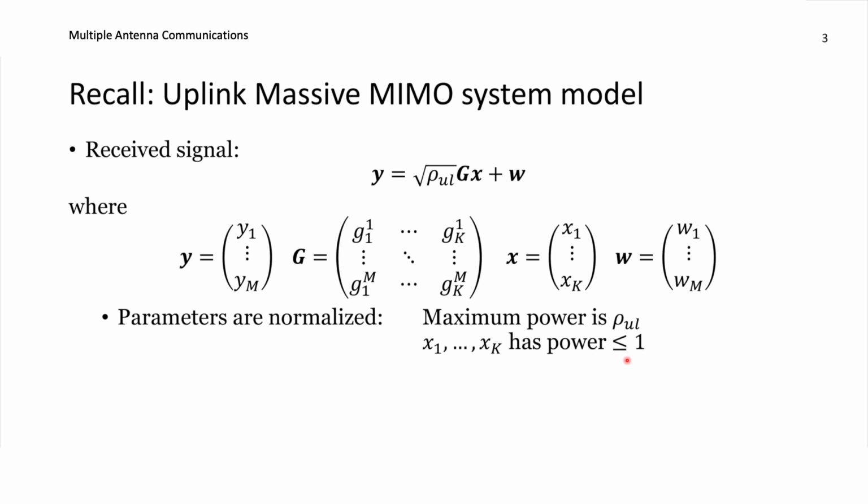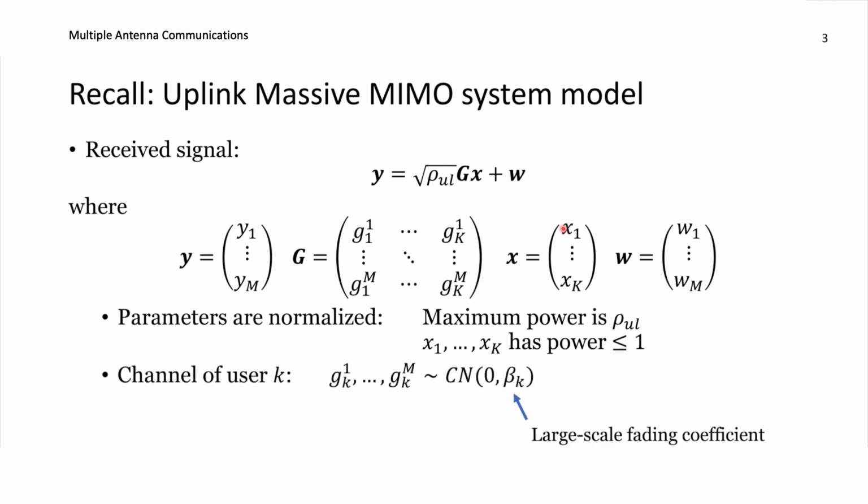And that means that each element here has an absolute value squared that on average is equal to 1 or smaller than that. And the channel to user k is modeled by IID Rayleigh fading, so each of the elements are independently Gaussian distributed and they have the same variance beta k. So this is the so-called large-scale fading coefficient. But this subscript k here is saying that every user can have a different beta value, because users are at different distances, for example, from the base station. And finally, we have the normalized noise term w, which is also complex Gaussian distributed.